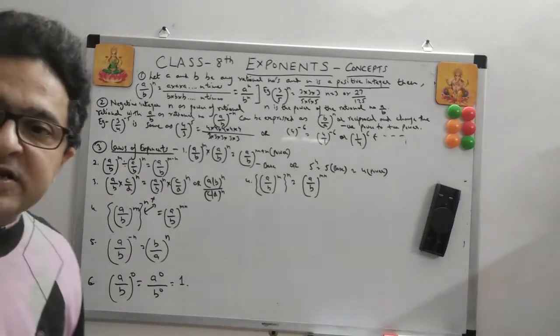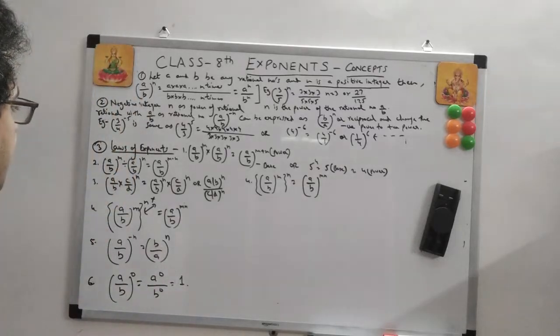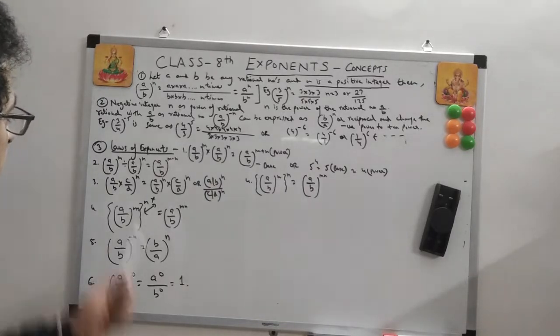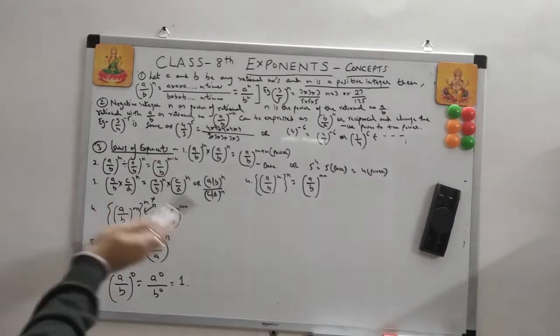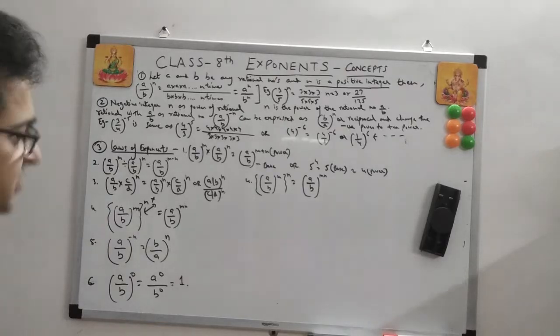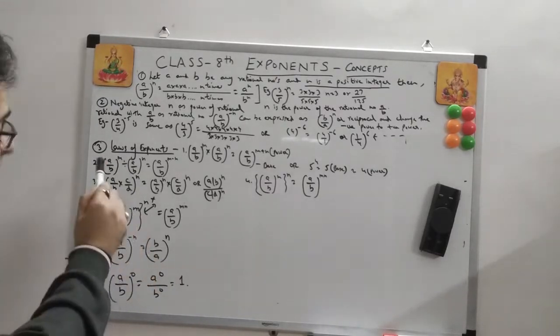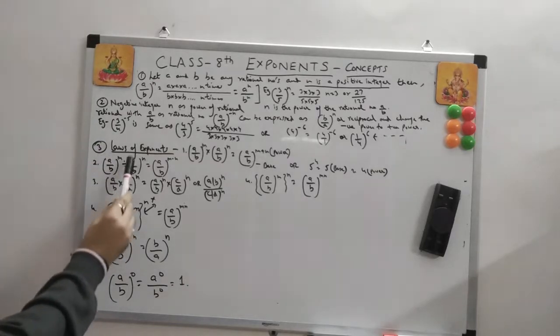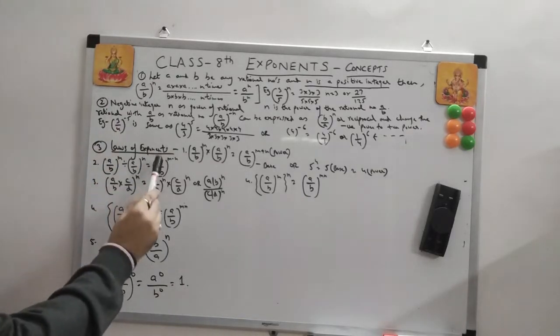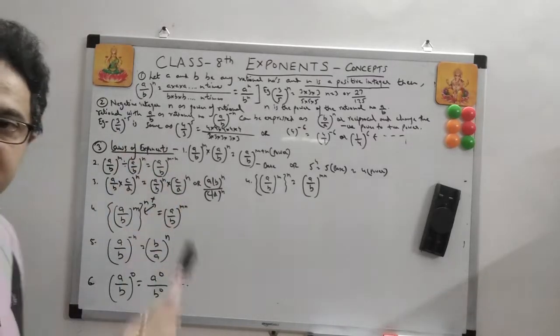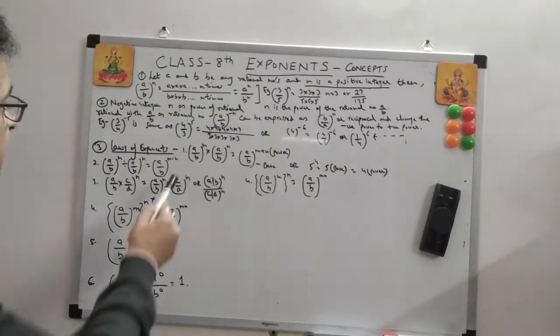Now we come to multiplication and division. So (a/b)^m divided by (a/b)^n becomes (a/b)^(m-n). So always remember, first multiplication, then division. A question can be on multiplication, a question can be on division.